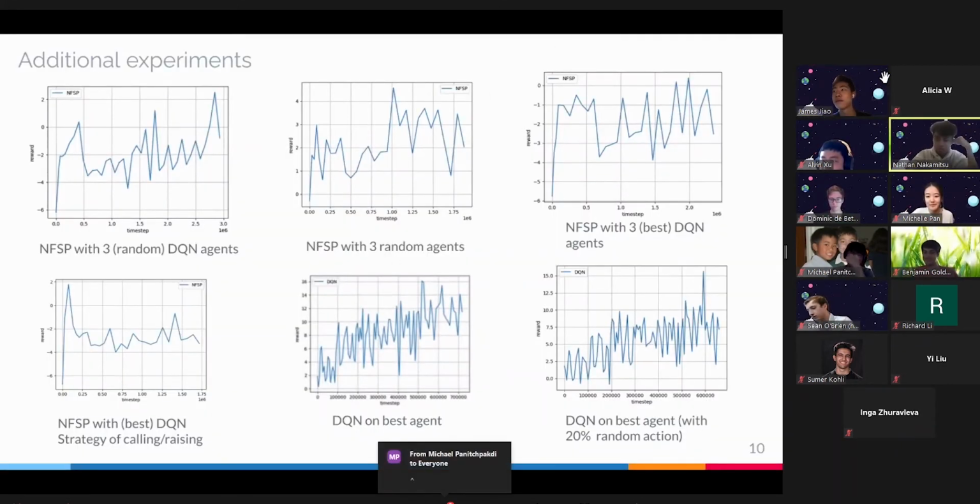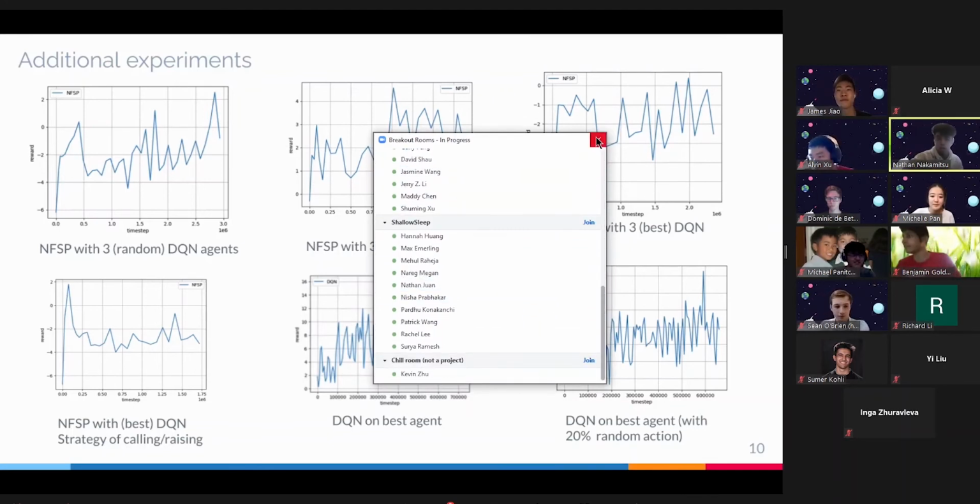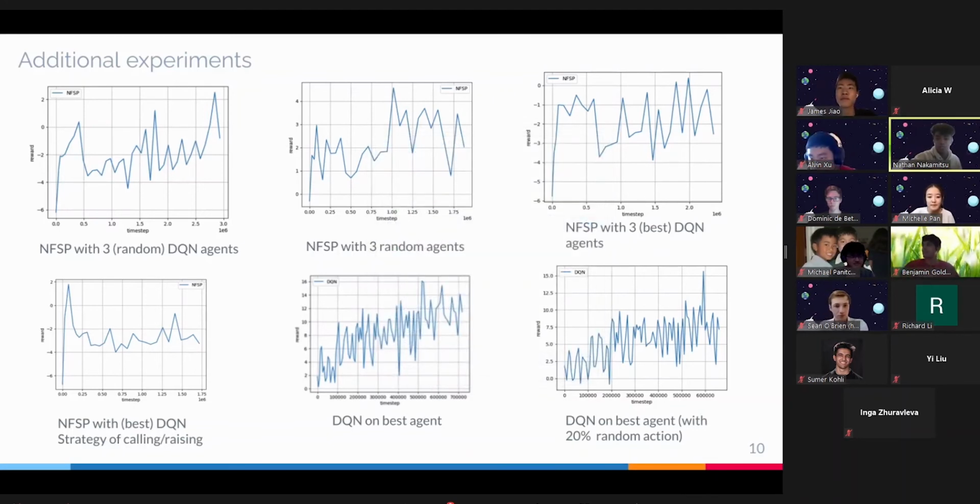So yeah, now I'm going to talk a little bit about the additional experiments we did throughout the semester. Starting with the first four, which are all NFSPs, these models were all very aggressive, as talked about in the last slide. Starting from the top left, it shows the model trained on 3 DQNs, which were based off random agents. And as you can see, the reward here is mostly negative.